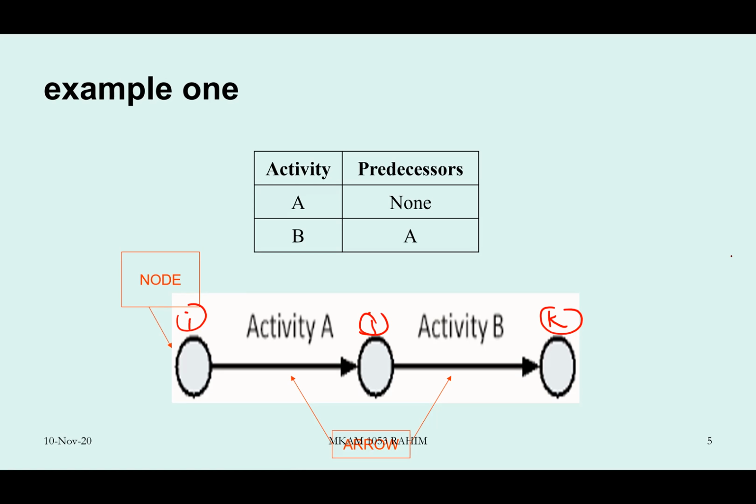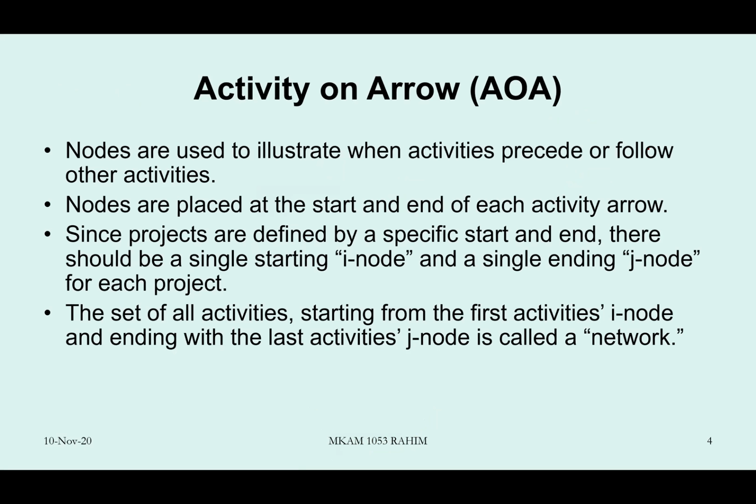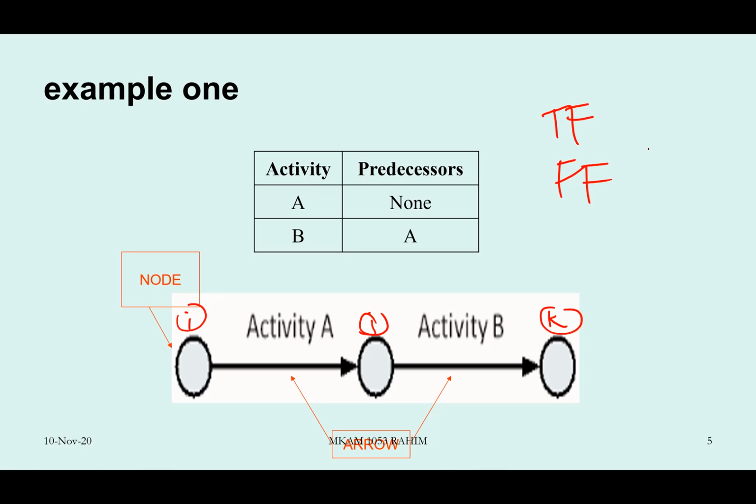Nodes numbering. When we want to give a formula, for instance to calculate total float or free float, sometimes we use IJK, so it reflects the numbering of the nodes. This is just an example. And then how to draw this? Activity A, B. Notice activity A starts with the first node and is closed by another node. Then for the start of B, you draw an arrow and close it with another node. This is how to draw activity on arrow diagram.